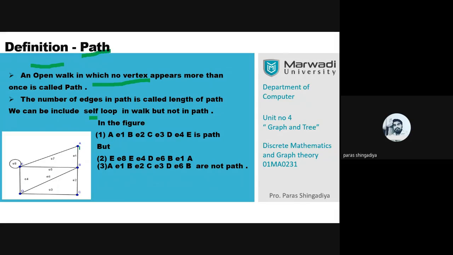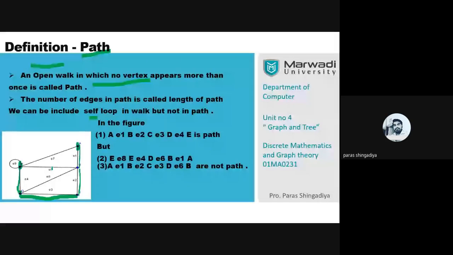So the first path I consider here is A E1 B. Clear? I start my journey from the first vertex A, then reach B via E1, then E2 to C, clear, I reach C, and then E3 to D, moving on the third edge, and then E4 to E. Clear? So that is one walk.